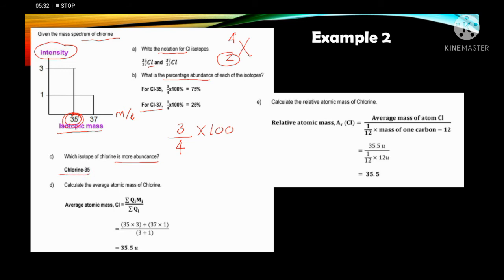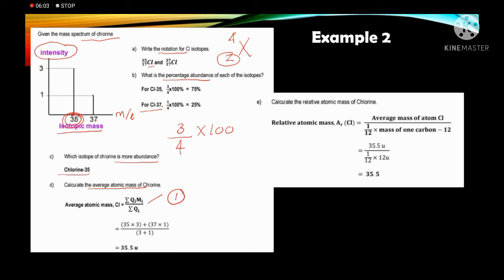Okay, next. The question asks you to calculate average atomic mass. Okay, so the same thing. If they ask you to calculate the average atomic mass, first step you should put formula. Average atomic mass equal to sum of QM over sum of Q. You got 1 mark. And then you put the value. Remember, Q is abundant, M is isotopic mass. Sum of that, 35 times 3 plus 37 times 1 over sum of abundant, 4.